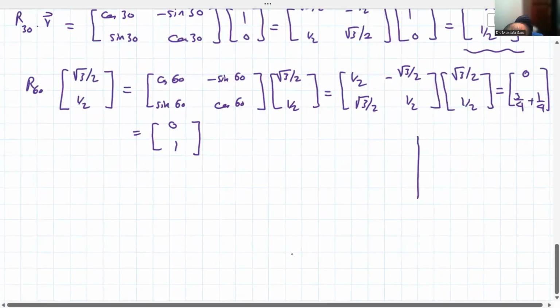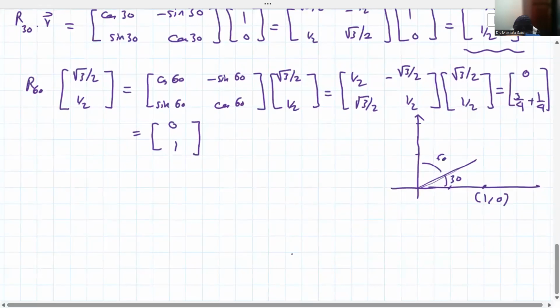Okay, let's verify this, because it's very easy to verify. That's basically our vector here, 1, 0. And we wanted to rotate it by 30 and 60, which is 90, right? So we moved it by, for example, assume this is like 30 here. Then this will be 60, right? So at the end of the day, it will move to this location, to 0, 1, right?